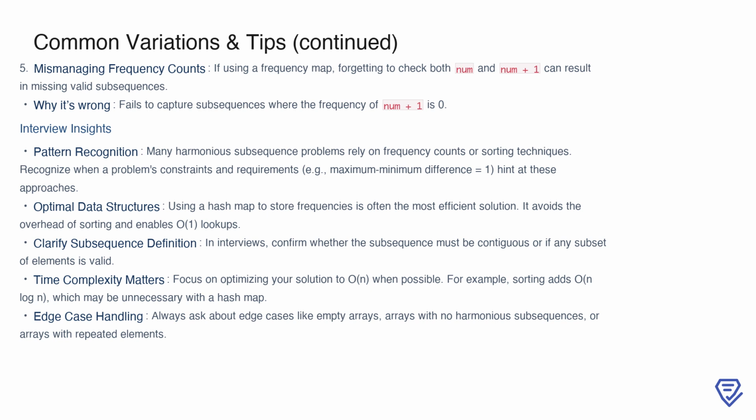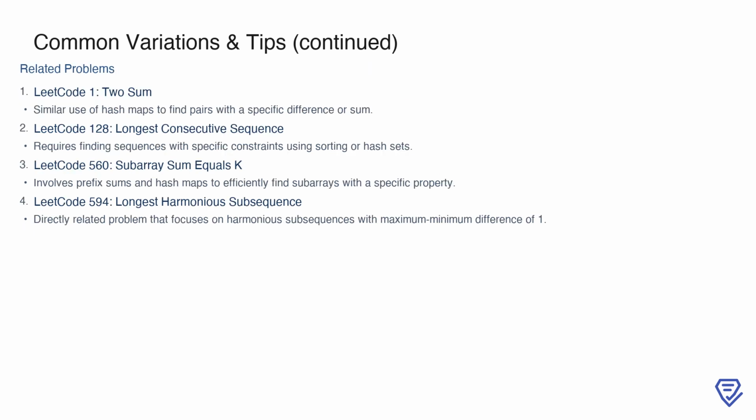The concepts we've discussed so far are closely related to other problems on LeetCode, and tackling these can help you build the intuition needed for solving the longest harmonious subsequence problem. For example, LeetCode 1, the two-sum problem, also uses hash maps to efficiently find pairs with a specific sum. LeetCode 128, the longest consecutive sequence problem, involves finding sequences with specific constraints, often using sorting or hash sets, which parallels some of the techniques here.